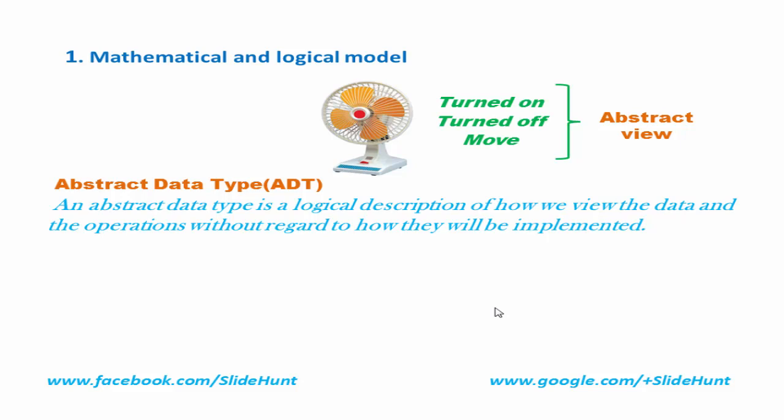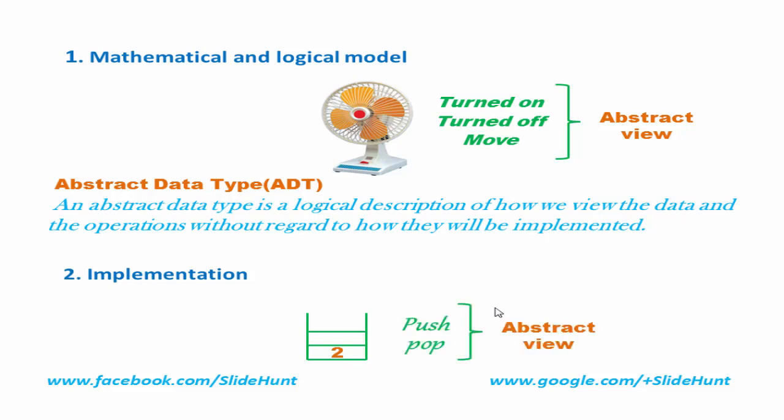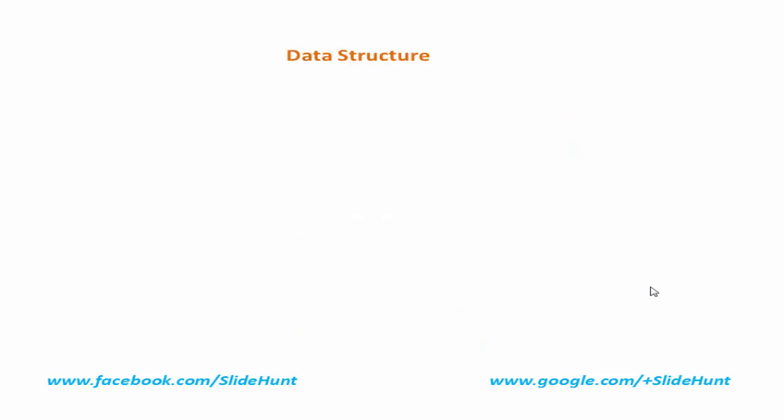And the second way of studying data structure is implementation. Implementation is concrete types, not abstract data type. For example, we can say stack. We can perform two operations on stack. One is push and another is pop. These are the abstract view of stack. But when we write a code for push or pop operation using C, C++ or any other programming language, then it is called implementation.